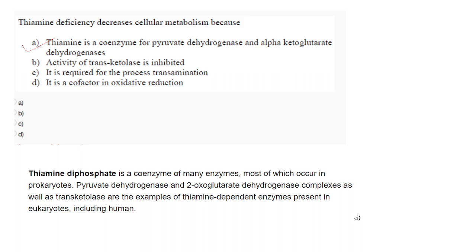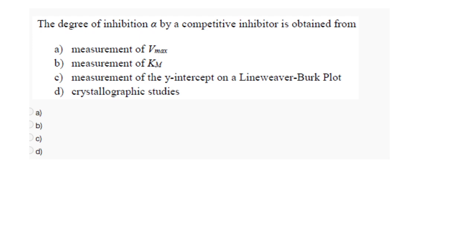So thiamine phosphate is a coenzyme of many enzymes, most of which occur in prokaryotes. Pyruvate dehydrogenase and 2-oxoglutarate dehydrogenase complexes as well as transketolase are examples of thiamine-dependent enzymes present in eukaryotes, including humans. The degree of inhibition by a competitive inhibitor is obtained from measurement of Vmax, measurement of Km, measurement of the y-intercept on the Lineweaver-Burk plot, or crystallography studies.